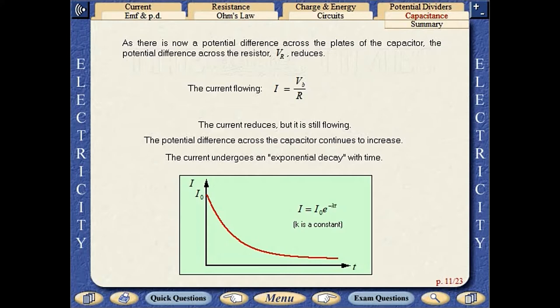As there is now a potential difference across the plates of the capacitor, the potential difference across the resistor, VR, reduces. The current flowing, I, equals VR over R. The current reduces, but it is still flowing. The potential difference across the capacitor continues to increase. The current undergoes an exponential decay with time.